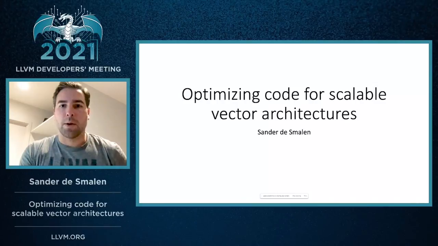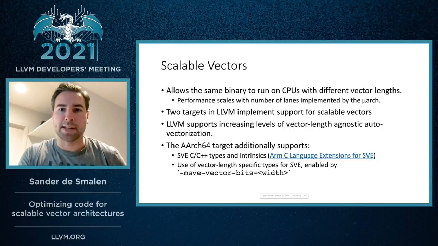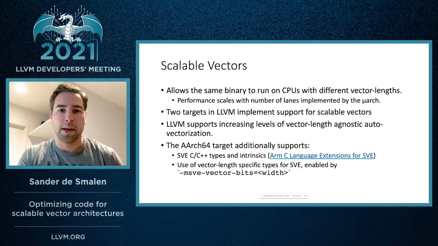So I'll tell you a bit about our work on optimizing code for scalable vector architectures. CPU architectures with scalable vectors allow their binaries to run on CPUs with different vector lengths. One CPU or CPU core can implement a wider vector unit than another. This means that the performance scales with the number of lanes that is implemented by the microarchitecture.